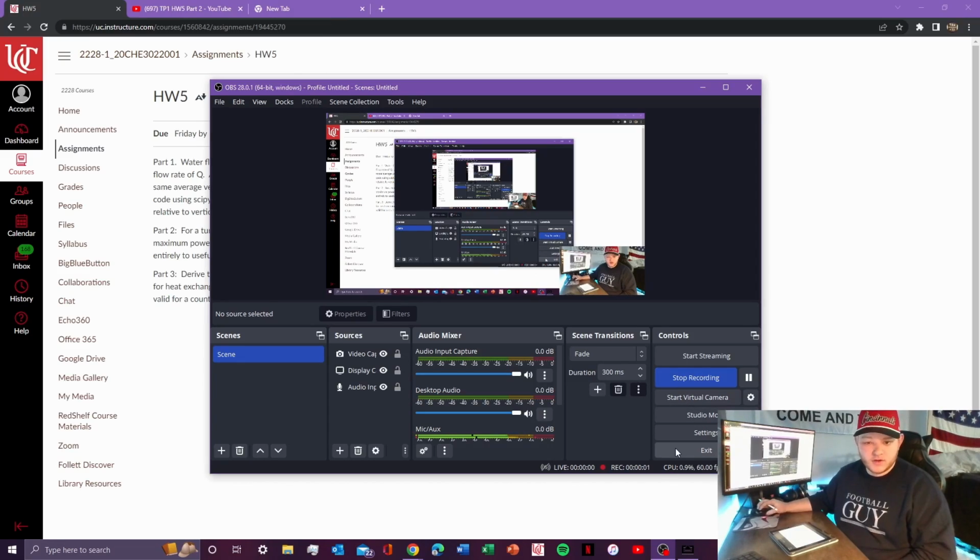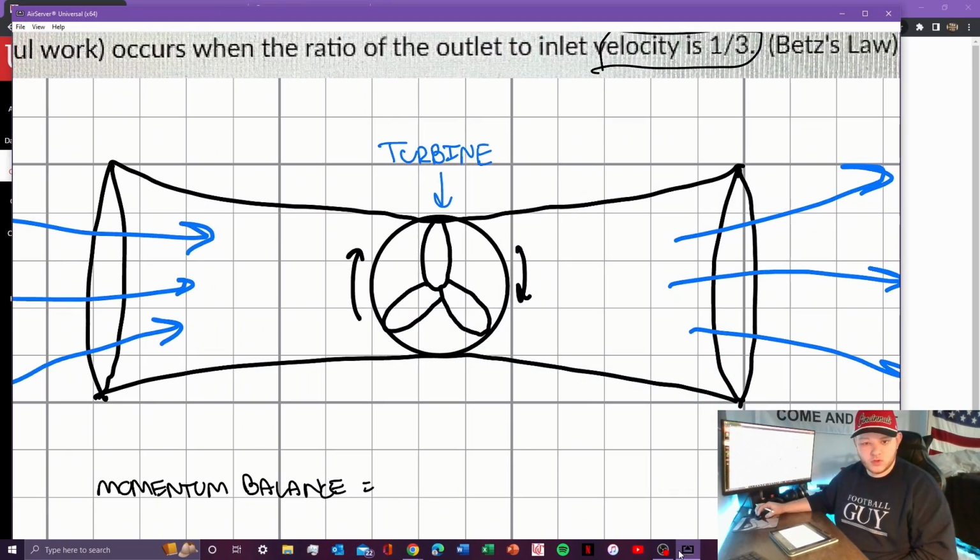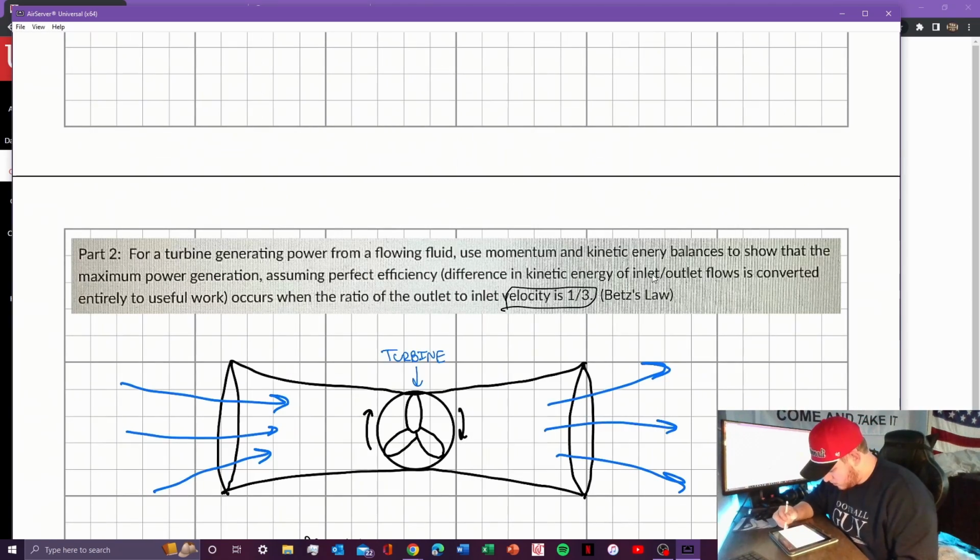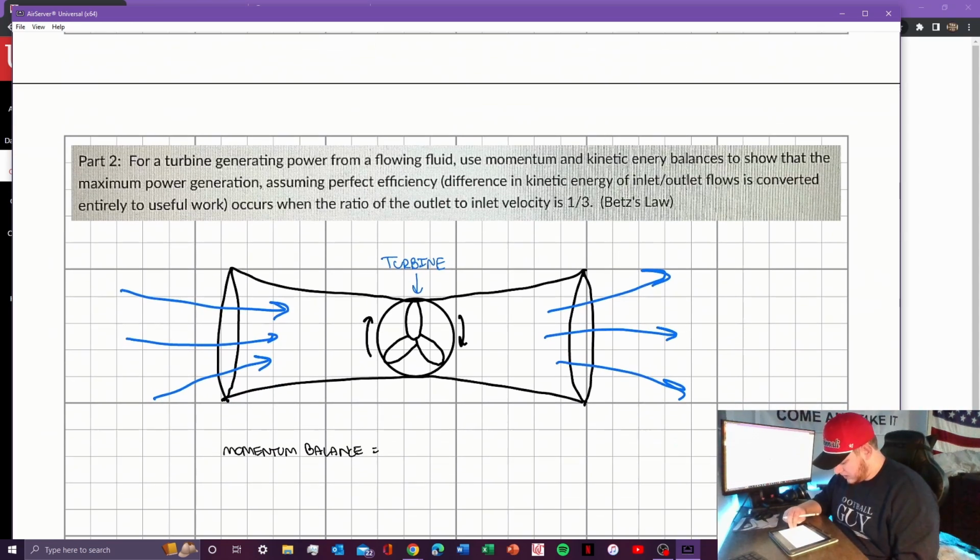All right, homework 5, part 2. We are going to, for a turbine generating power from a flowing fluid, use momentum and kinetic energy balances to show that the maximum power generation, assuming perfect efficiency, where the difference in the kinetic energy of the inlet over the outlet flow is converted entirely to useful work, occurs when the ratio of the outlet to inlet velocity is 1/3, which is Betz's law.